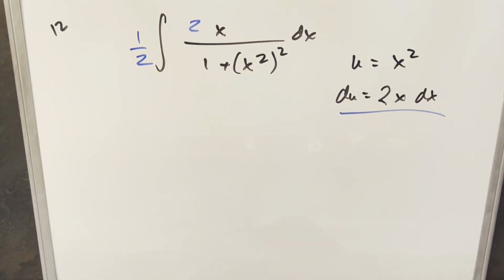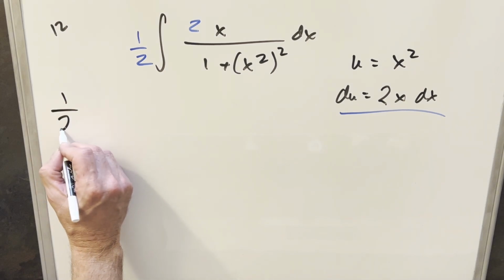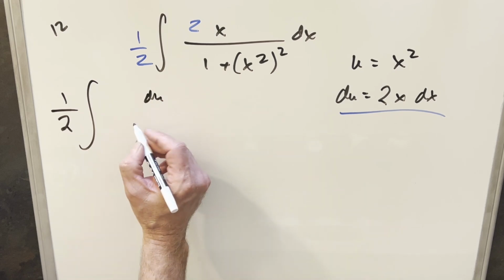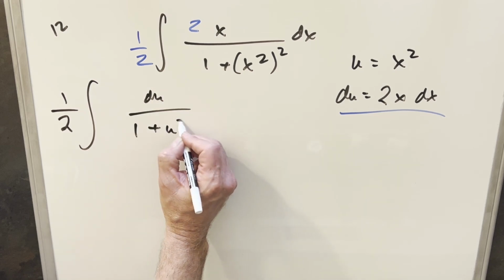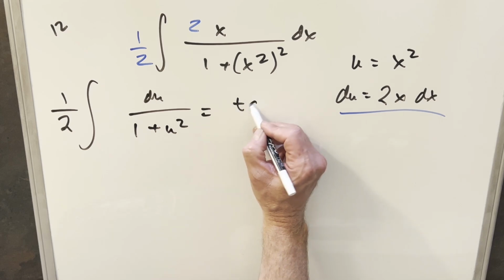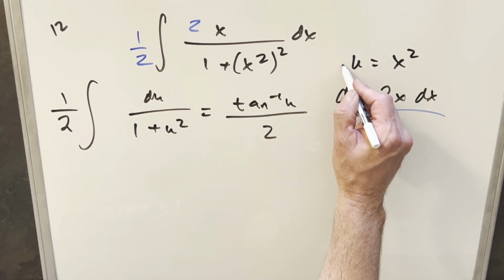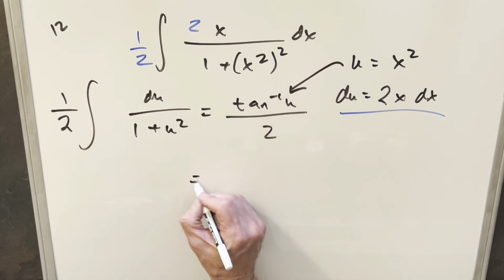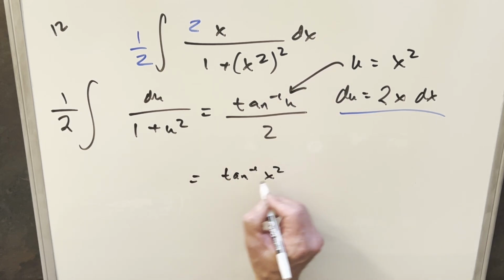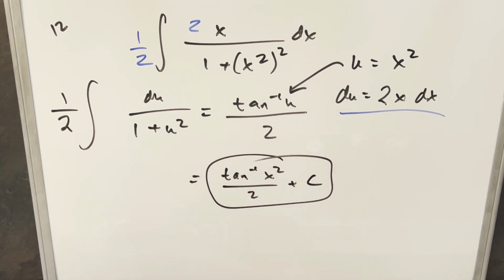So then, let's just substitute. I've got my 1/2 here, this is du, and this becomes just 1 plus u squared. This, of course, is arctan, so this is nice. So this is going to become arctan of u over 2. Back substitute it, and for the solution, it's just arctan x squared over 2 plus c, and circle it.